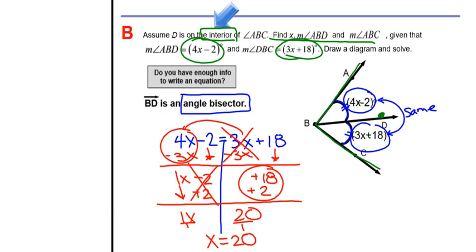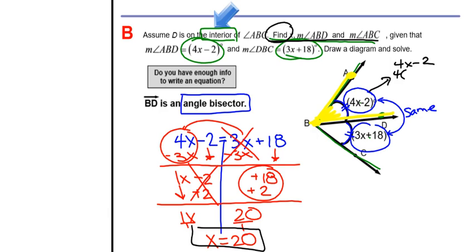Does that answer the question that was asked originally? Part of it, it says find x. We have x. But then it says find ABD. When I look on my picture, A to B to D is the top part of the angle. That means that we have to plug x into this. It says 4x minus 2. We're going to write 4 times 20 minus 2. That's going to be 80 minus 2 equals 78 degrees. What does that tell us about the bottom? That the bottom is also 78 degrees.